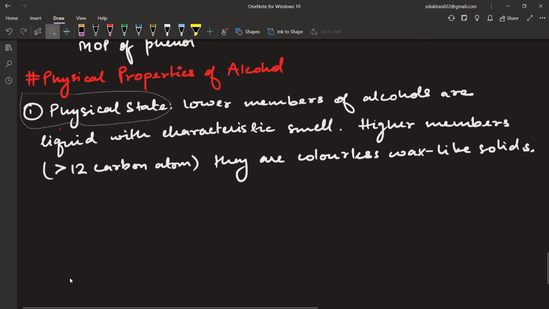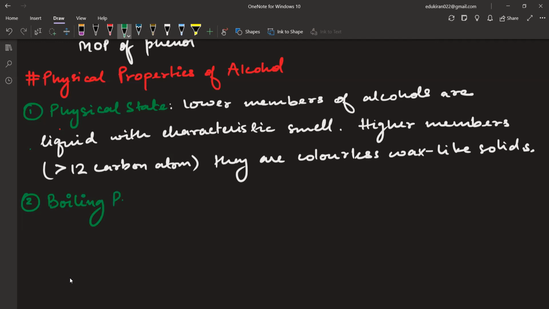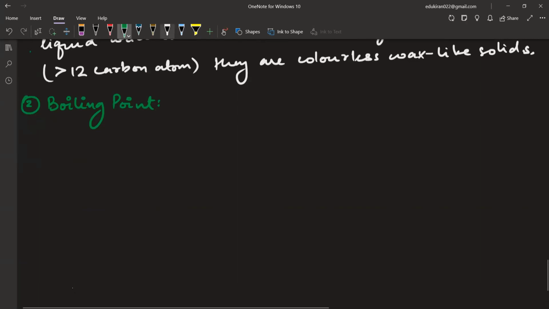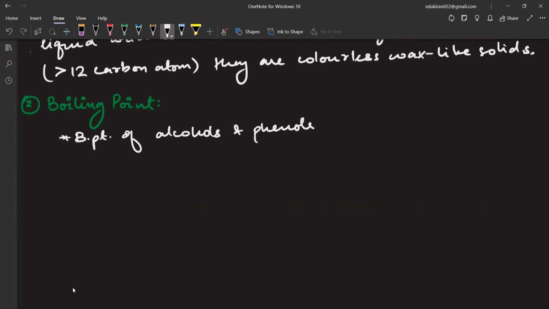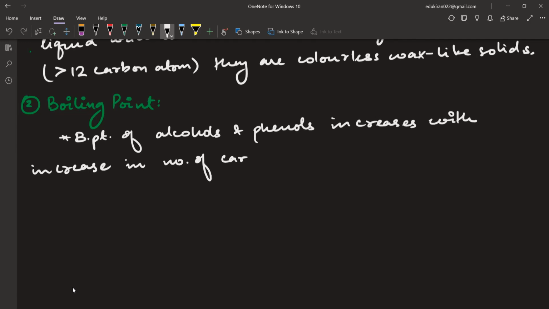Next, we will look at the boiling point. Why are we looking at the boiling point first of all? Because they are liquid in nature. Okay. Shall we move ahead? Yes. Please write: boiling point of alcohols and phenols increases with increase in number of carbon atoms.